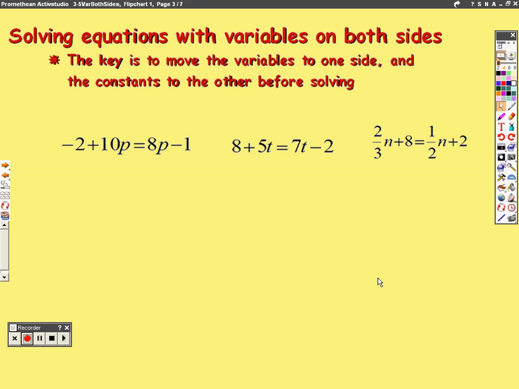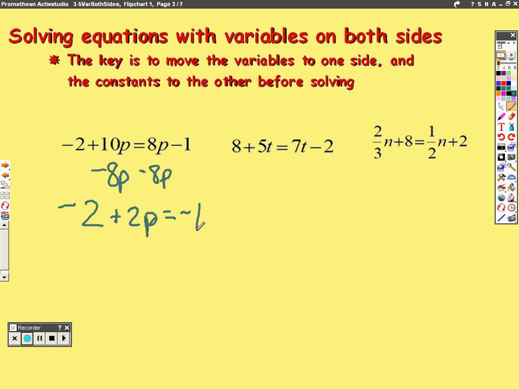Okay, and if I subtract 8p from both sides, that's a good place to start because that leaves me with a positive variable, and it's just easier that you don't have to deal with the negative variable at the end. So I'm going to subtract 8p from both sides, and I end up with negative 2 plus 2p equals negative 1.